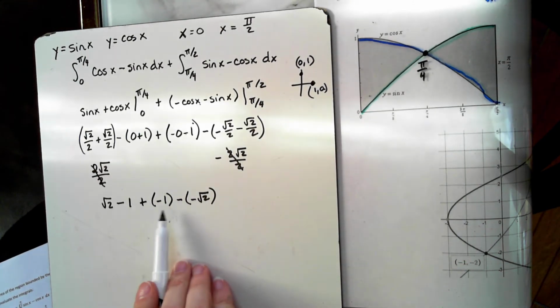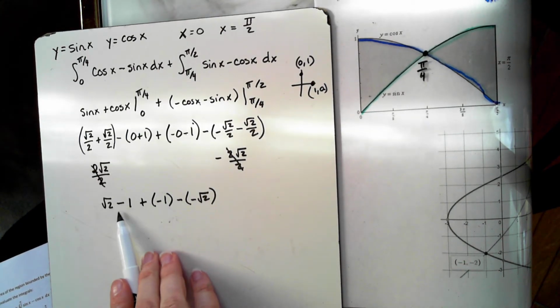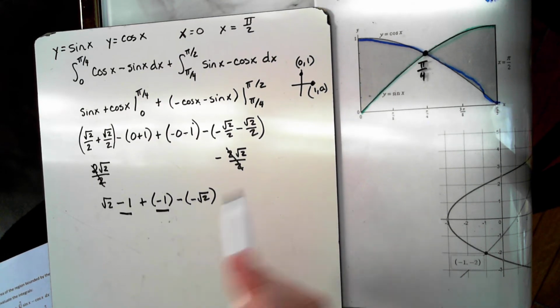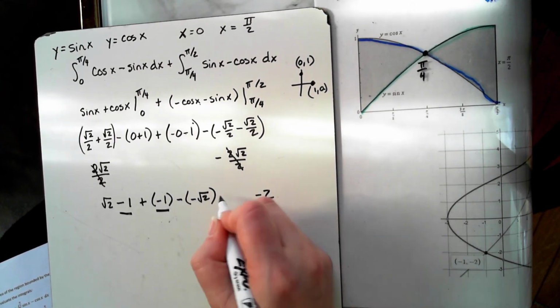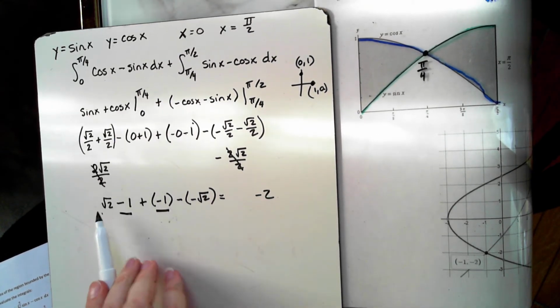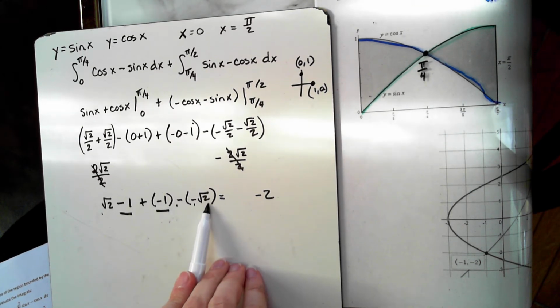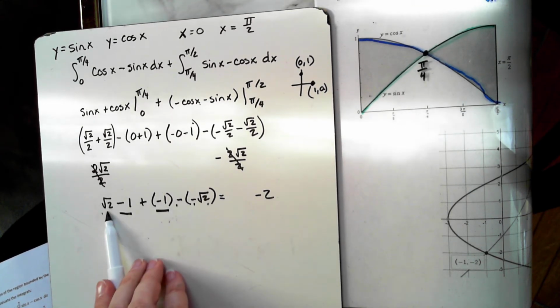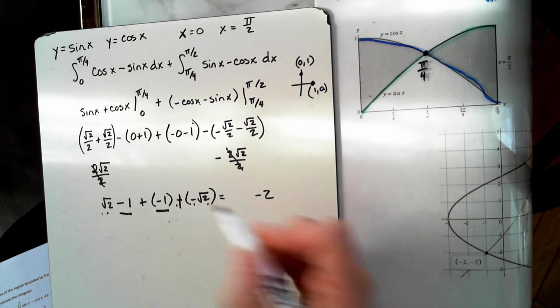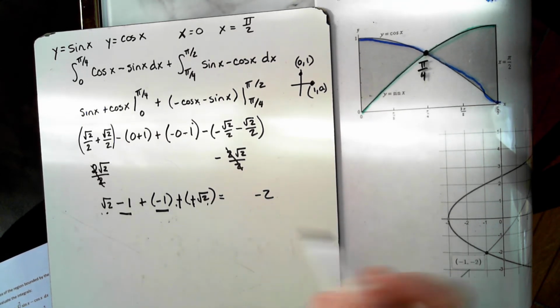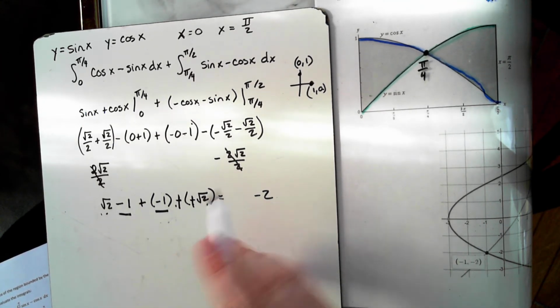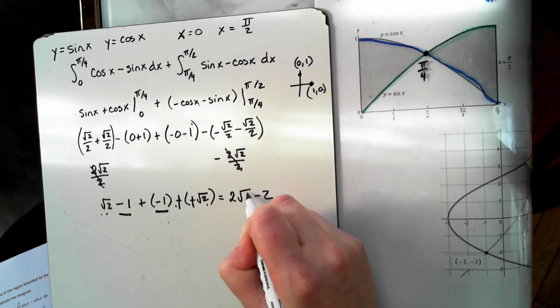Okay, now this is a little work with my signs, but notice this negative 1 and this negative 1 combine to negative 2. And square root 2 minus negative square root 2, I'm going to leave the sign, change to plus, and change the sign here. So square root 2 plus square root 2 is 2 square root 2.